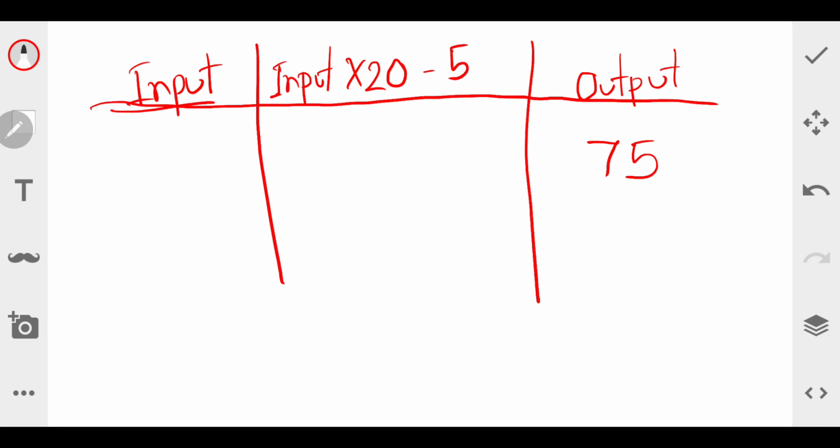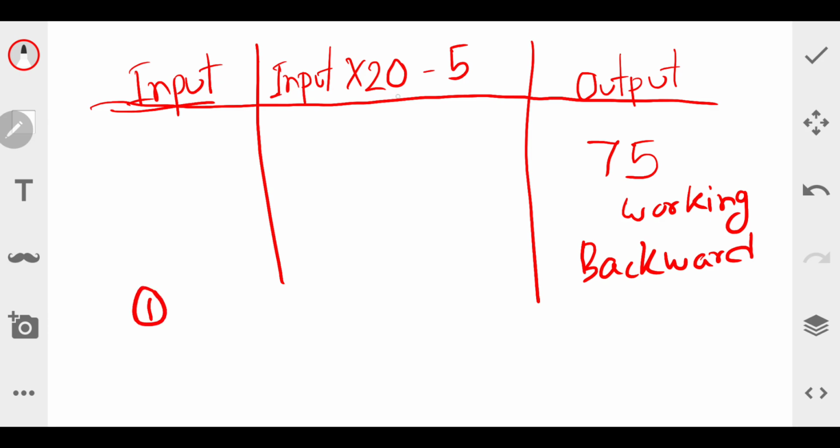But that means we are working backwards. I'm going to write this word backward, or actually we should say working backwards. Okay, so when we're working on inputs to outputs, what is the first thing we did? The first thing we did is the input is being multiplied by 20. So I'm going to write this here. I is for the input. I multiplied it by 20. What's the second thing I did?